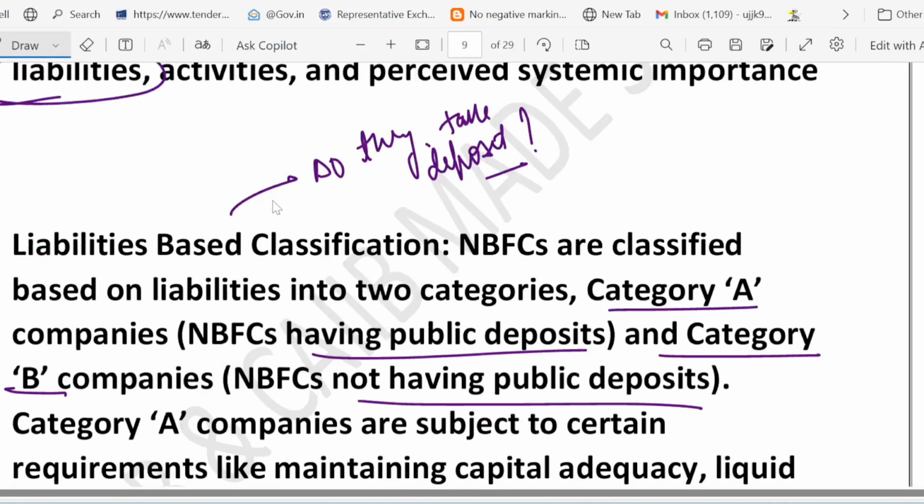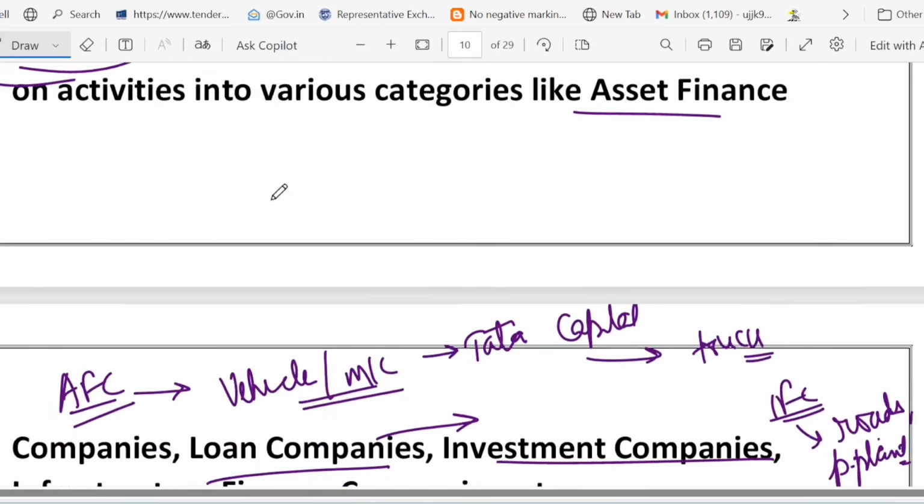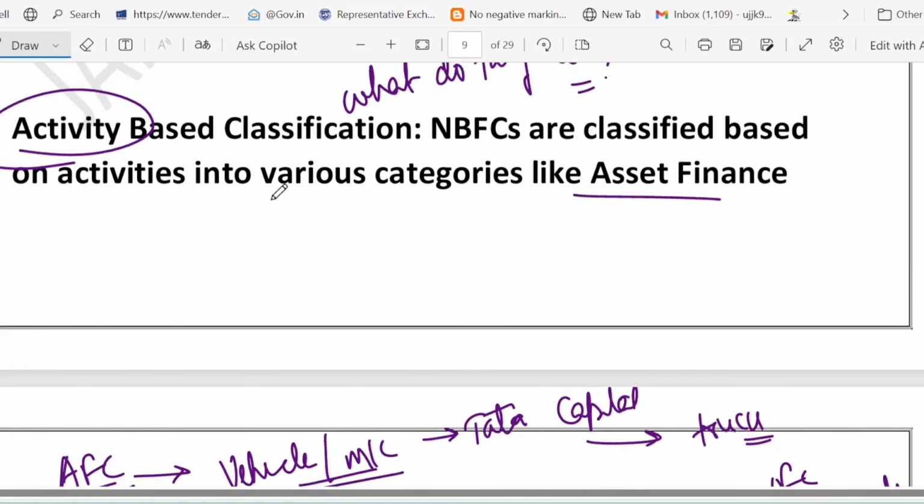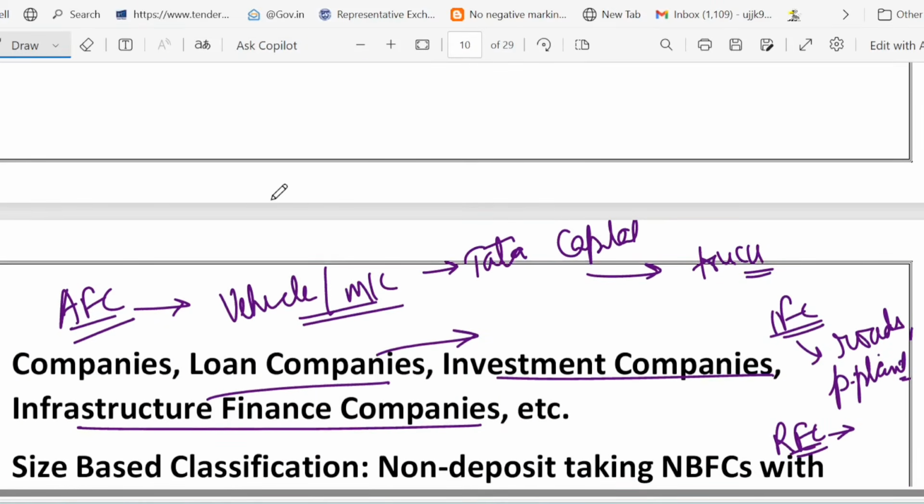First of all, liability-based means do they take deposits? If they are taking, category A; not taking, category B. Then what activity do they do? Are they AFC, financing vehicles or machines, like Tata Capital financing trucks? Or are they IFC, infrastructure finance companies? One example I gave you is REC. REC Limited is the best example of an IFC.